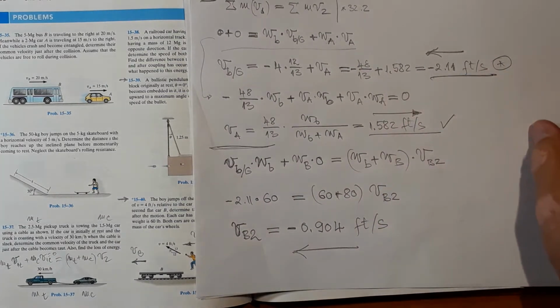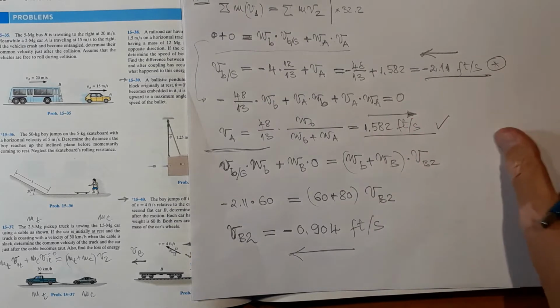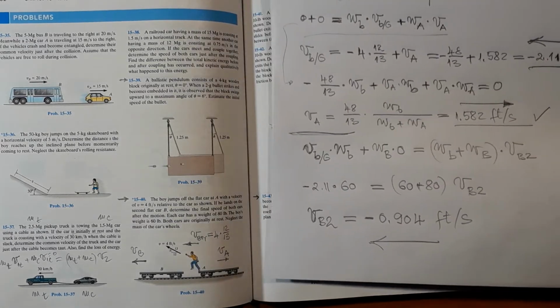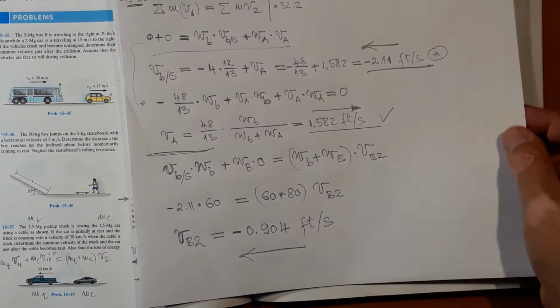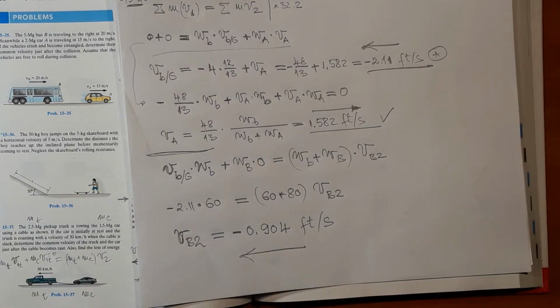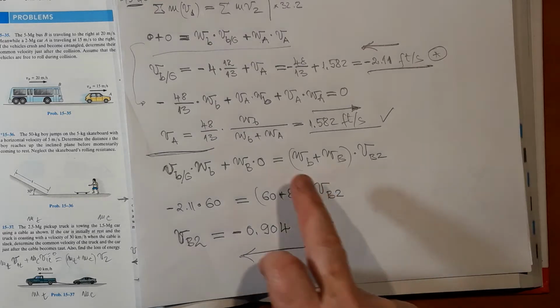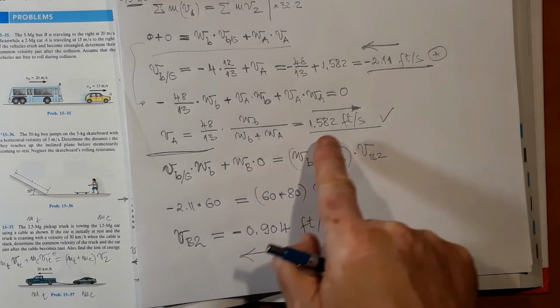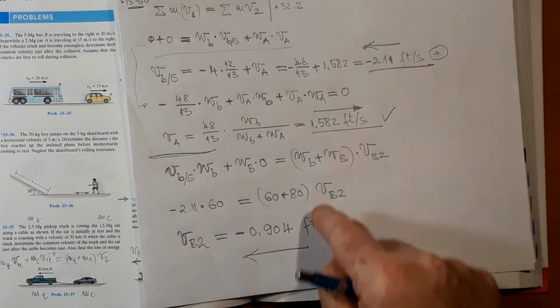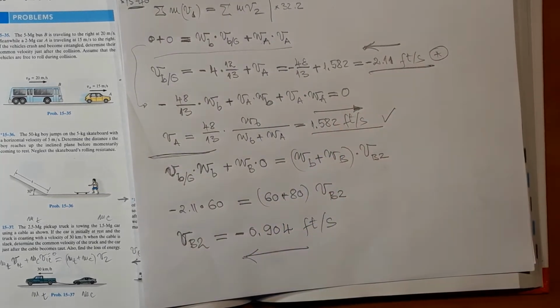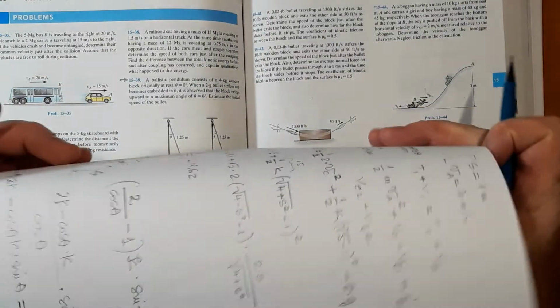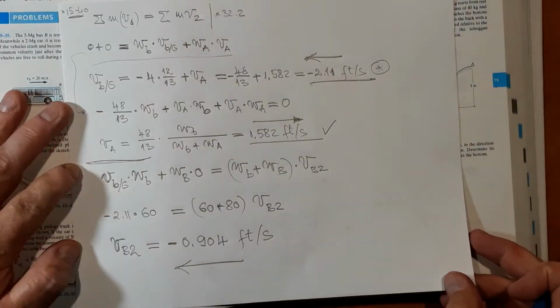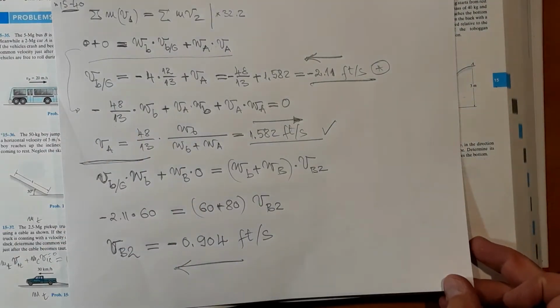Velocity of the boy relative to the ground is this one. Do we need to calculate the relative? Well, relative velocity between the two carts will be just the sum of, or rather VA minus VB2, so it will be the sum of these two velocities. Okay, so this was problem 1540.